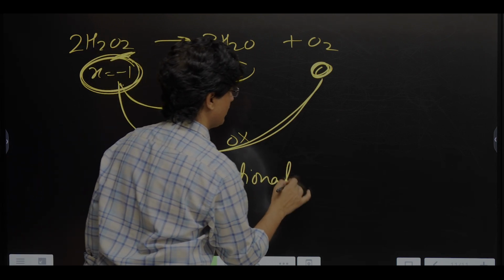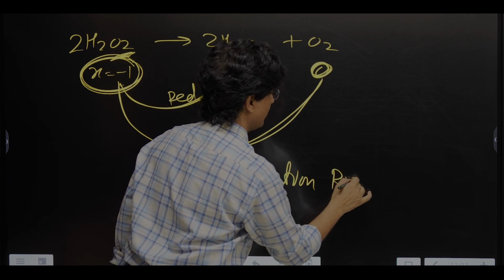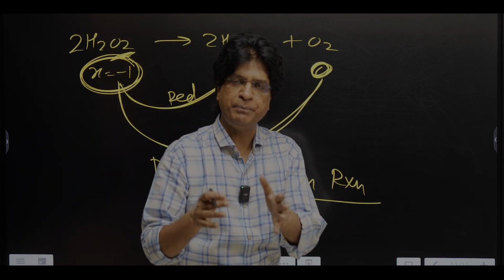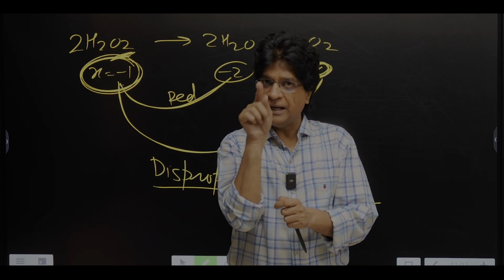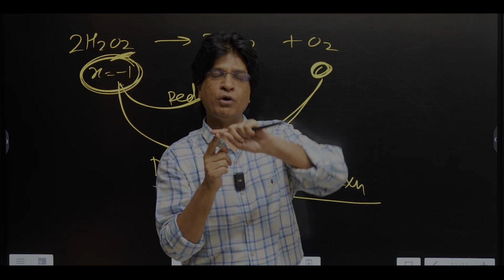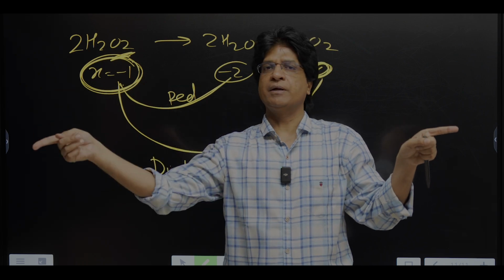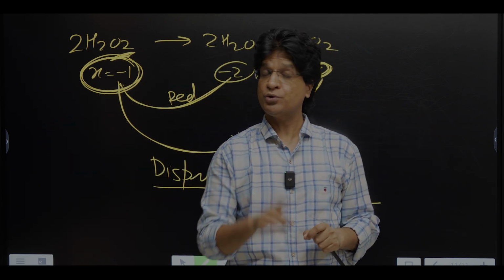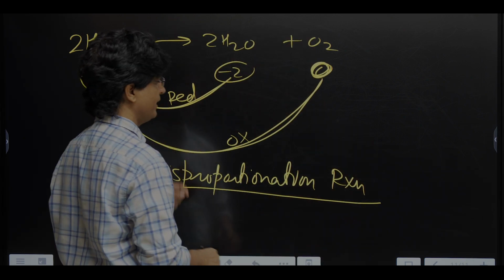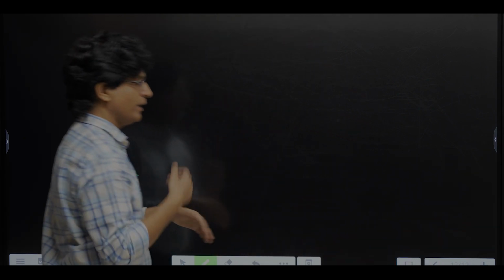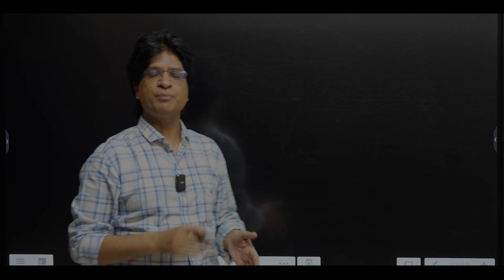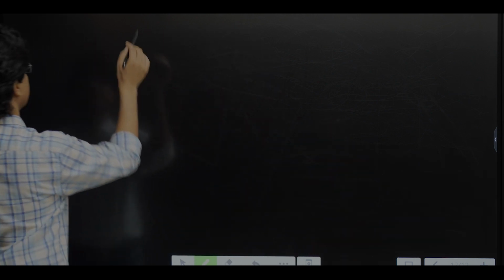Disproportionation reaction. Are you getting that? So what I said just now, if in a compound the same element goes for oxidation as well as reduction, this kind of reaction is called a disproportionation reaction. So be very careful about it. Let me ask you a few questions: which of the following reactions belong to the category of disproportionation reaction?